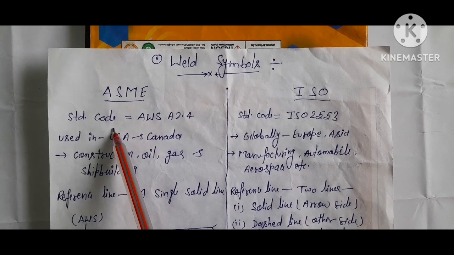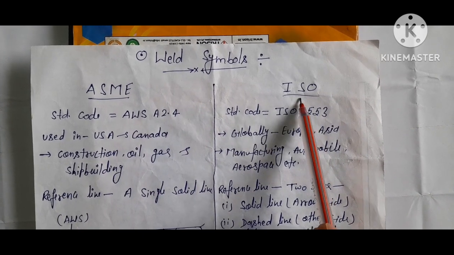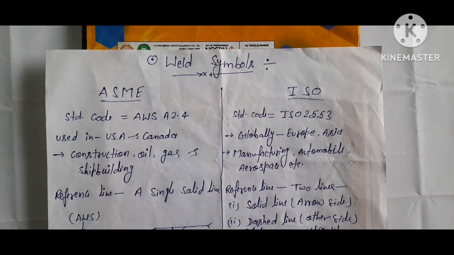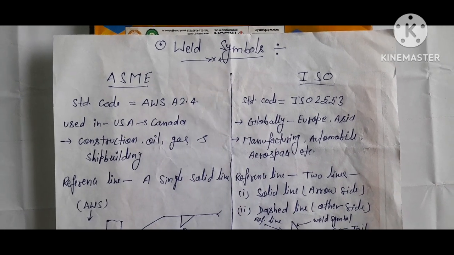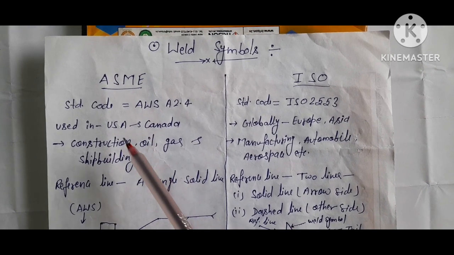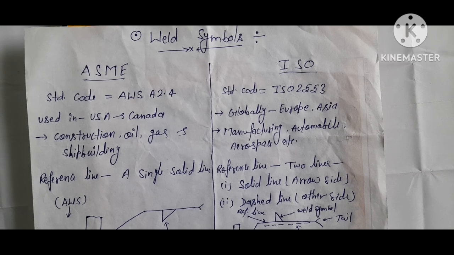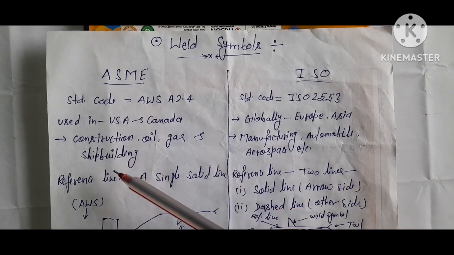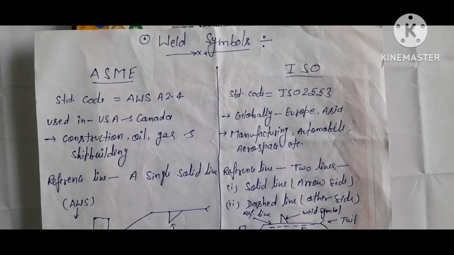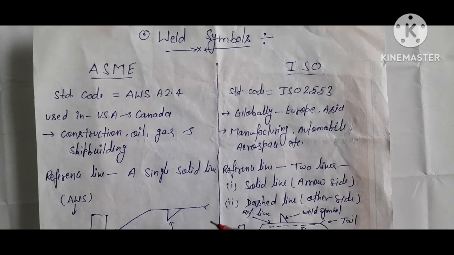ASME uses standard code AWS A2.4. This is related to the weld symbol, and here the ISO standard code is ISO 2553. This is related to the weld symbol. Now ASME is used in USA as well as Canada, and ISO is used globally, like Europe as well as Asia. ASME or AWS is used in construction, oil pipe, gas pipe as well as shipbuilding, whereas ISO symbols are used in manufacturing, automobile as well as aerospace.